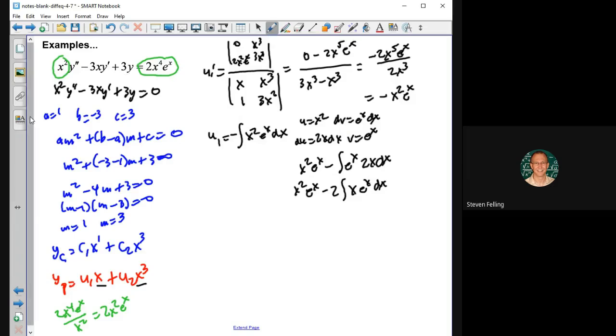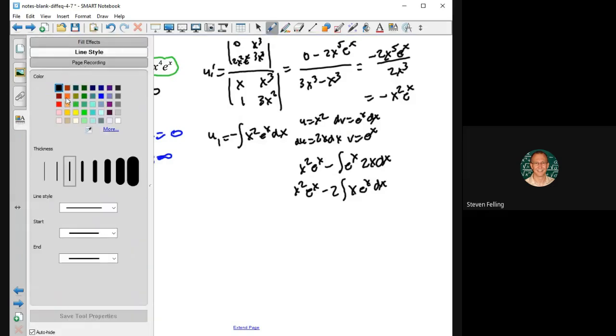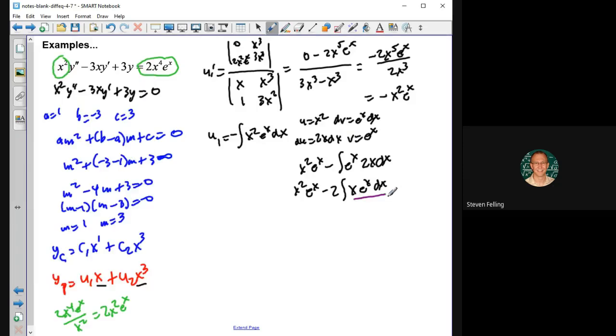Let me change colors here for a second, and we'll do the inner one. Use purple here. So I'll do by parts again on this. So let's make u x and dv e to the x, so that du is equal to dx and v is equal to e to the x. So uv minus the integral of v du turns out to be x e to the x minus, and the antiderivative is e to the x. So this is going to replace this right here. So we have to multiply by negative 2.